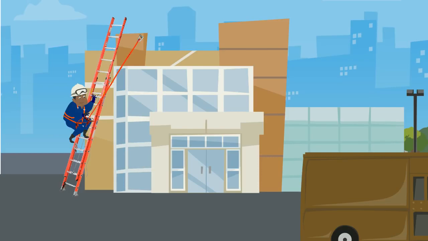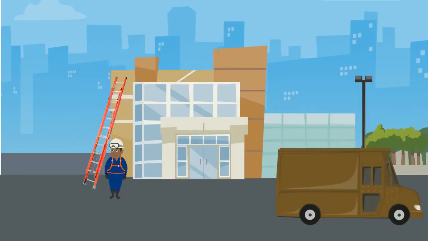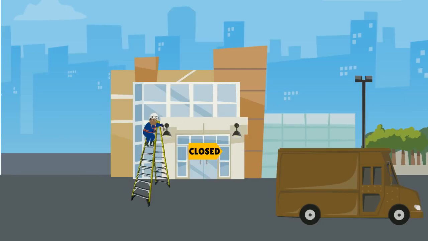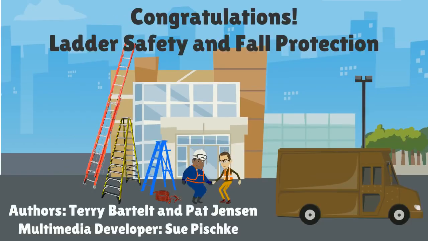A personal fall arrest system can be worn when on a fixed ladder, roof, platform, walkway, or anywhere that a technician is working at an elevated height. Today, you've examined ladder safety and fall protection. You've explored how ladders work, the rules for working safely on ladders, and how the fall protection system works. Congratulations! You've completed ladder safety and fall protection.